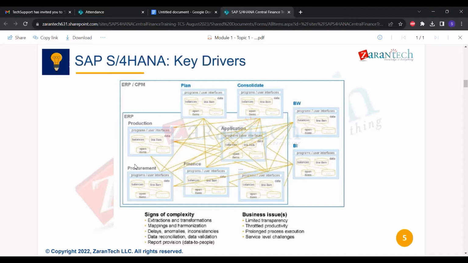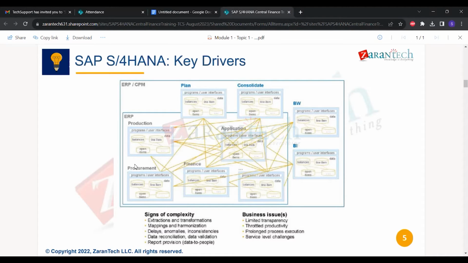Second is mapping and harmonization. So what do you mean by mapping and harmonization? Let's say that there is one company XYZ, and they have been operating in more than 50 countries. All the 50 countries will have different legal rules which they are following for their legal reporting. All the 50 company codes will have a different set of GL accounts, chart of accounts, and even for the same purpose, like if they are reporting the assets in one system, there can be different numbering for GL account.